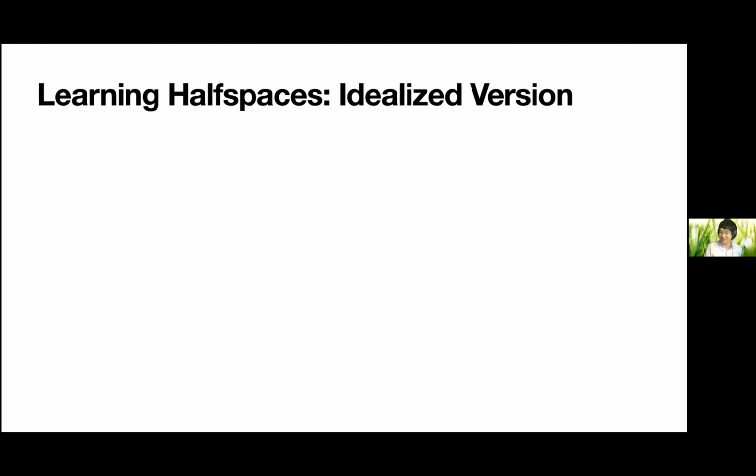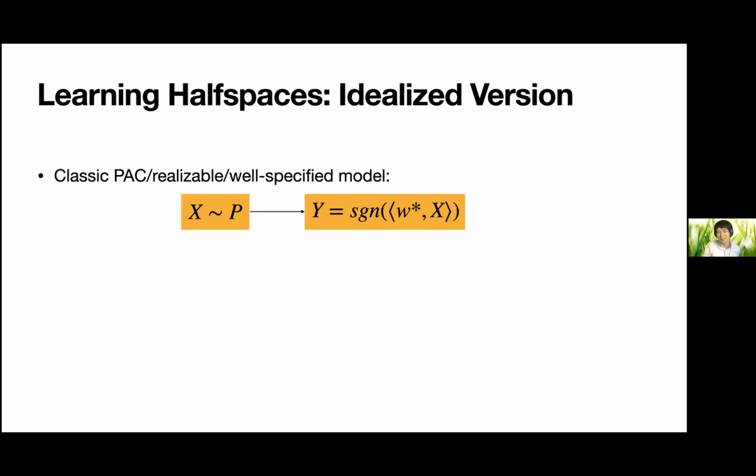So like I said, let's start with learning half spaces. Of course, it's a classic problem in machine learning. And the thing about half spaces is there's actually a lot of different models for learning them. So what do I mean by this? Well, here's a really simple model, which has several different names. It's sometimes called a well-specified model or a realizable model, or the PAC learning model.